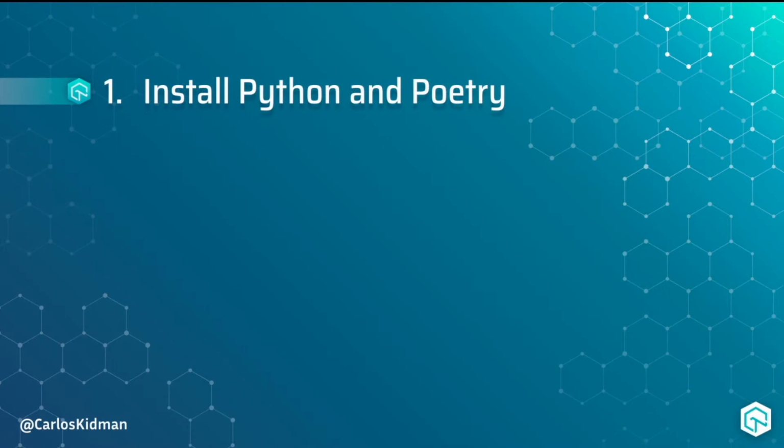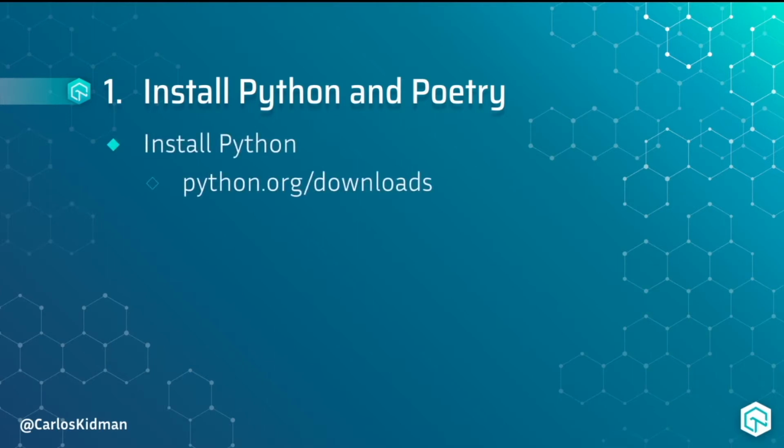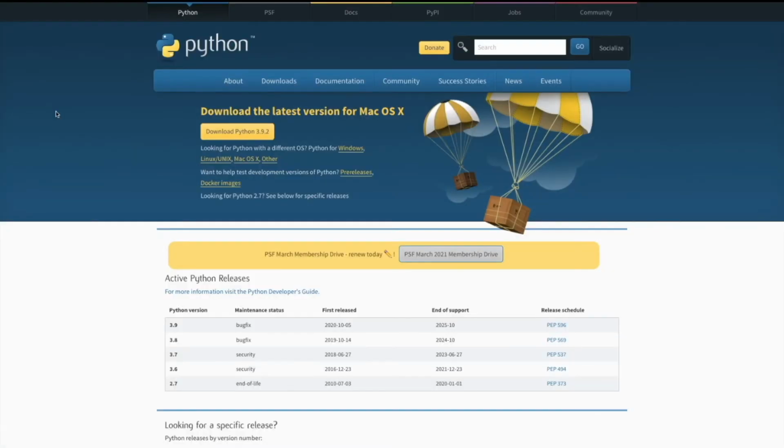Step 1 is to install Python and Poetry. There are a few ways to do this, but a manual installation should work just fine if you're starting out. So we'll install Python by going to python.org/downloads. The landing screen will look just like this with a button for you to download Python. Just click on that and follow the wizard and you should have Python set up.